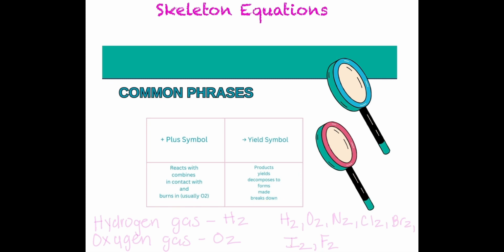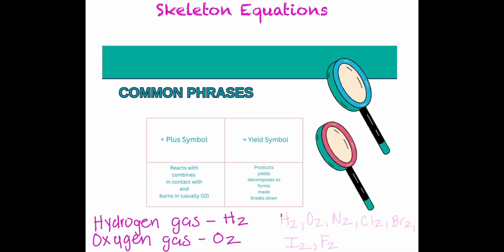I also want to note that our 7 diatomic elements are going to be very essential for this lesson as well. Anytime that you see a hydrogen gas, that is letting you know that the formula you need to use for a hydrogen gas is H2. If you have an oxygen gas, the formula you're going to need to use is O2.